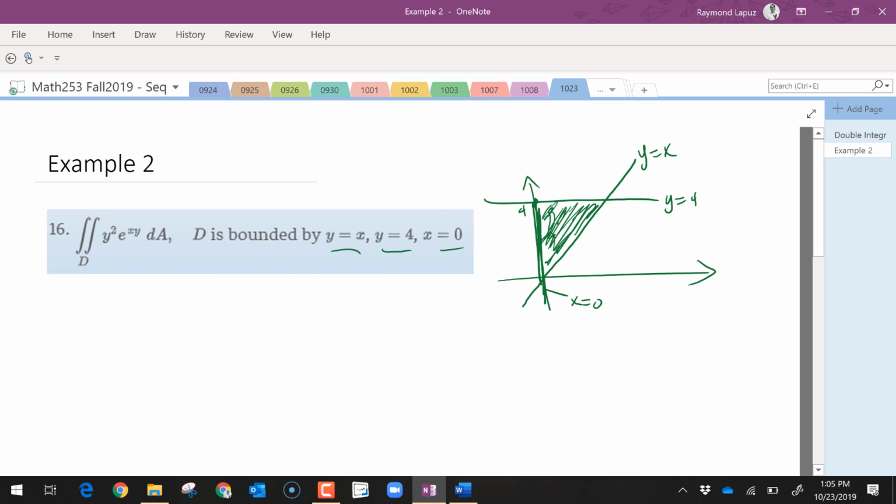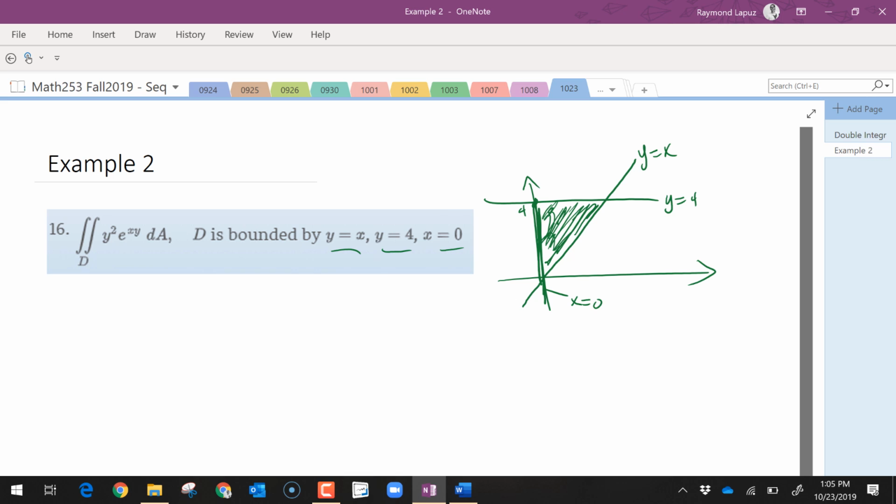All right, so this is one of those regions that you can either integrate with respect to x first or with respect to y. And let's set up both integrals because, well, that's what they want us to do. And let's compare the two integrals to see which one might look easier. Okay, you with me on this?